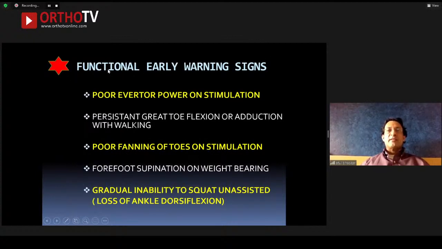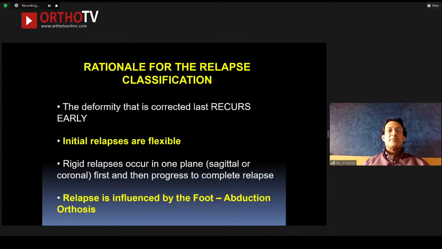But there are some early signs, and I think this is very important to identify when you see the children in a follow-up clinic. So you must look at the muscle imbalance, the peroneal power, whether they walk with the great toe flexion, or there is adduction during walking, the poor fanning of the toes on stimulation of the sole, forefoot supination on weight bearing. And this is very important, critical, that when they lose the ability to dorsiflex, that means they're getting loss of the dorsiflexion leading to gradual equinus. And this is an important sign to detect early relapses.